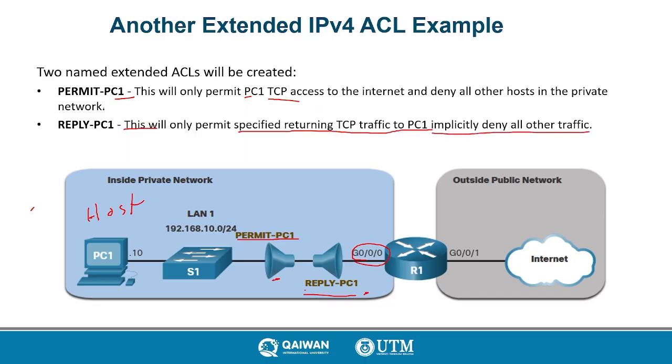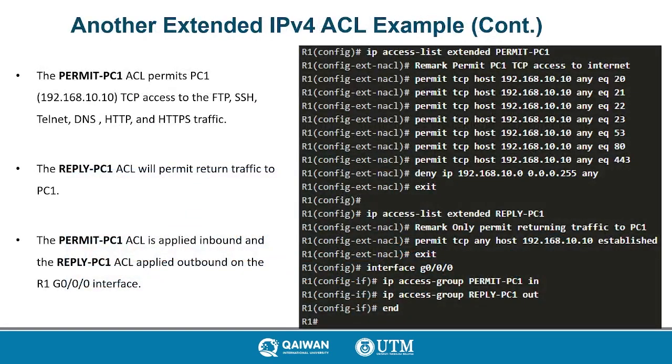So let's take a look at the code. Now we have the access list extended permit PC1. This is a message. It will permit TCP, and the option here says only this one. Allow 20, 21, 22, 23, 53, 80, 443, and deny any. So it means allow all of these, and deny anything else except these. It will only allow these.